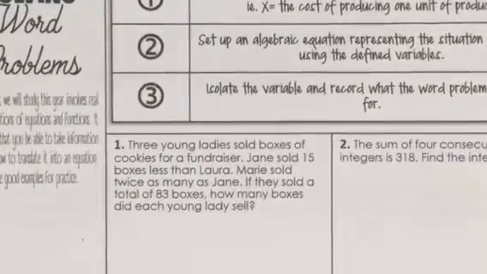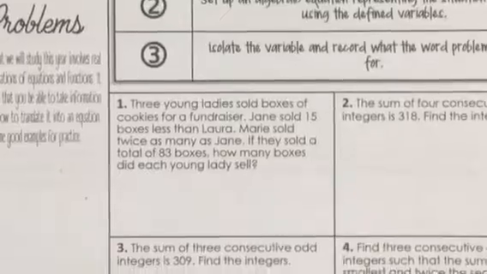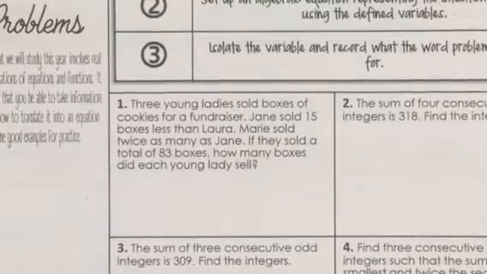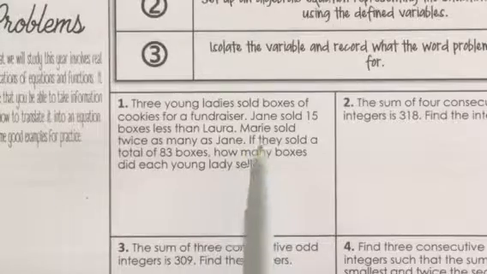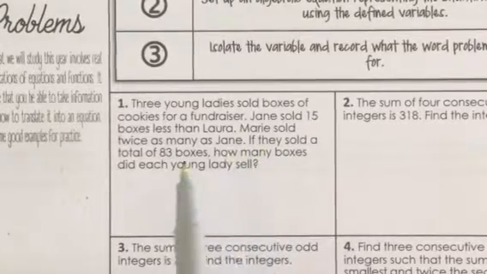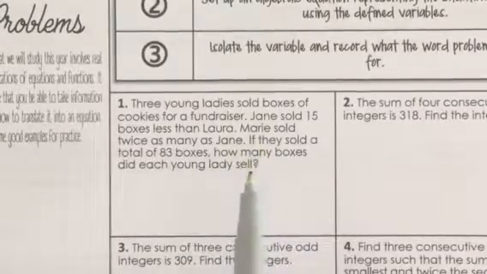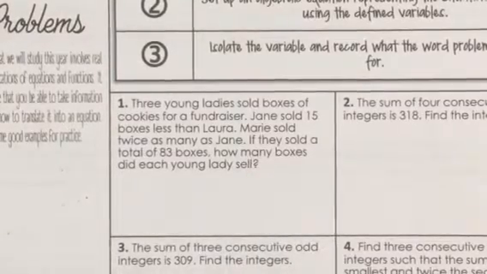It reads, 3 young ladies sold boxes of cookies for a fundraiser. Jane sold 15 boxes less than Laura. Marie sold twice as many boxes as Jane. If they sold a total of 83 boxes, how many boxes did each young lady sell?